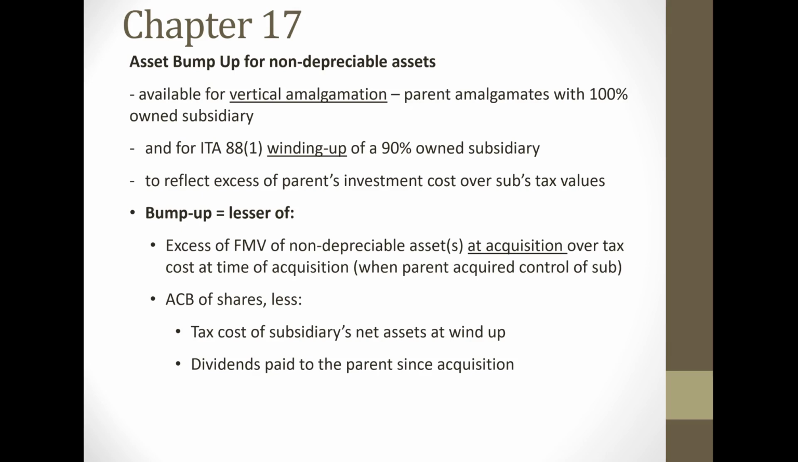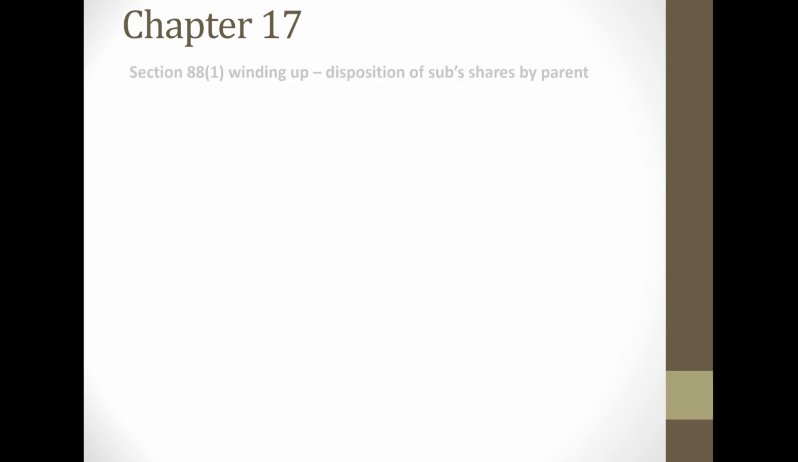That's the first amount. And the second amount is the ACB of the shares that the parent owns in the subsidiary, less the tax costs of the subsidiary's net assets at the time of wind up, and also less any dividends paid to the parent from the sub since acquisition. So that would be the determination of the bump up, and that bump up can only be applied to non-depreciable assets. Moving on to the next slide, let's talk about the disposition of the subsidiary shares by the parent.